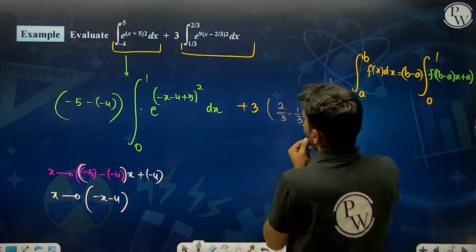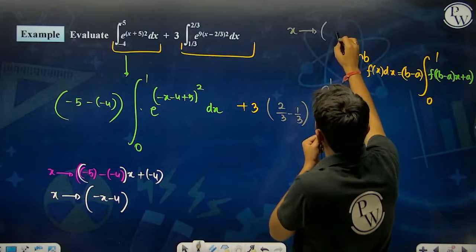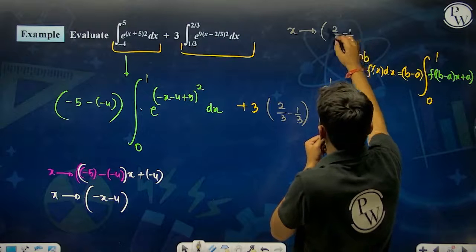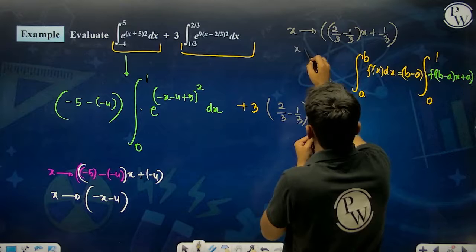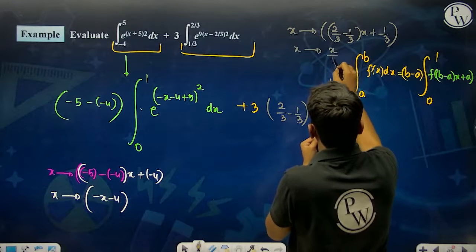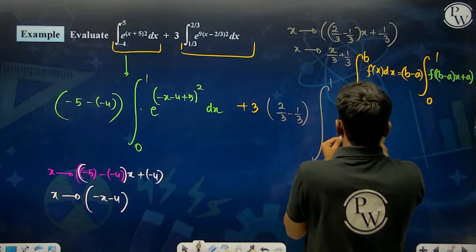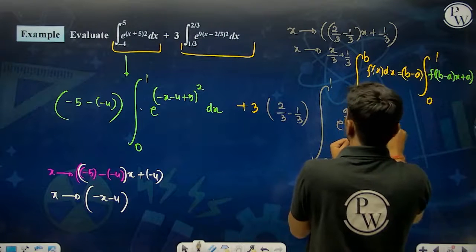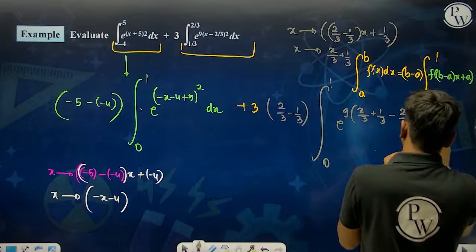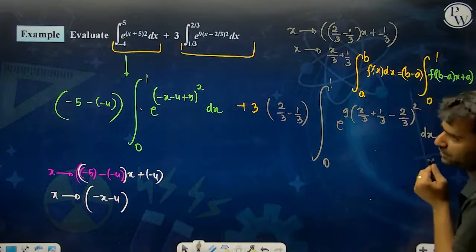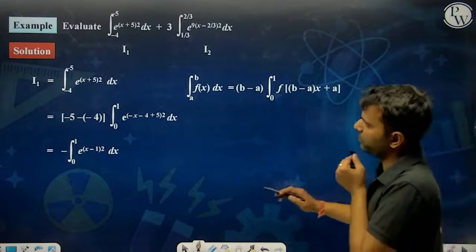And then over here, x will be replaced by 2 by 3 minus 1 by 3 x plus 1 by 3. So x can be replaced by x by 3 plus 1 by 3 in this case. So if you replace x by 3 plus 1 by 3 minus 2 by 3, this is what you are going to have, and now the limits have been made same, so you can club these two integral terms and accordingly you will be able to solve the problem, bachcho.